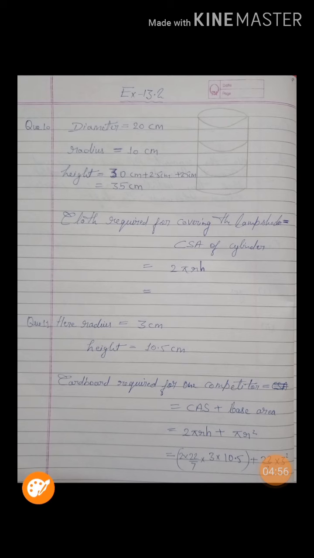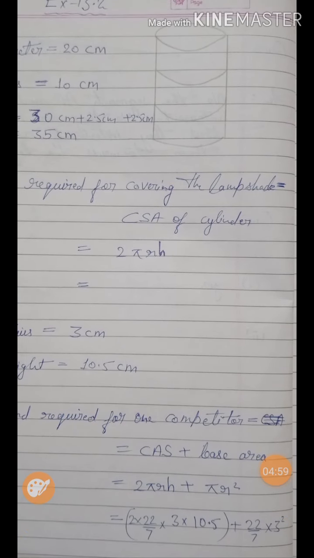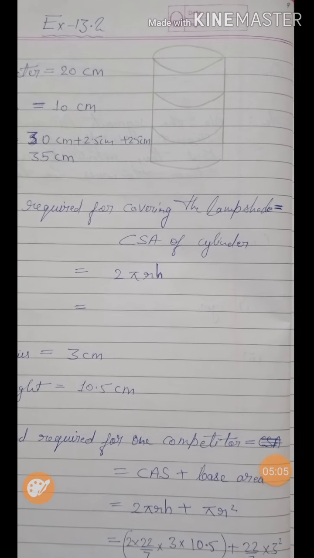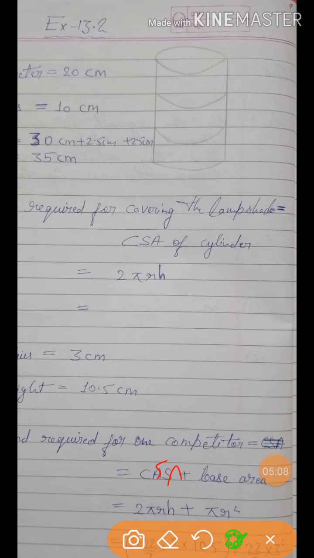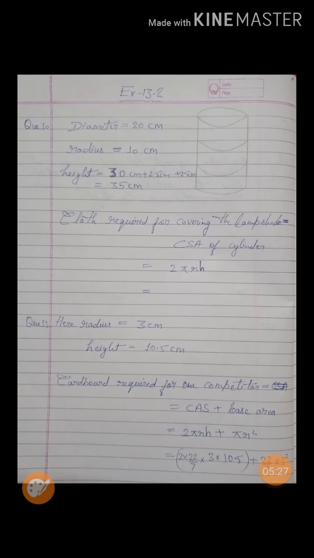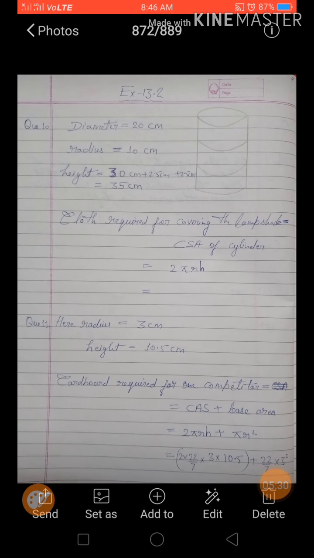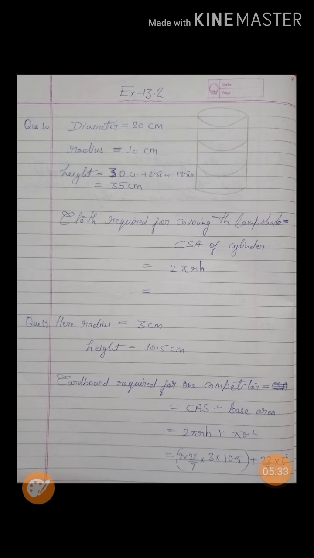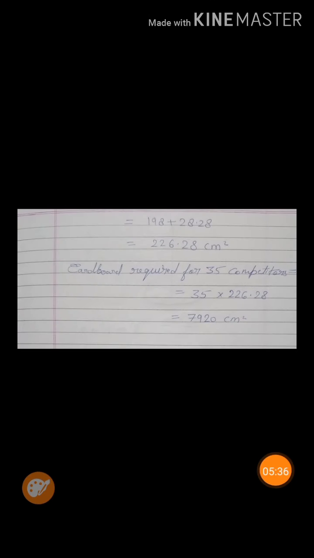So we shall write here, cardboard required for one competitor will be CSA plus base area. This is CSA. What is the formula for CSA? It is 2 pi rh and base area will be pi r square. Now put the values of r and h, radius and height. We shall get 2 pi, in place of r we shall write 3, height is 10.5 centimeter, and we shall get this answer.